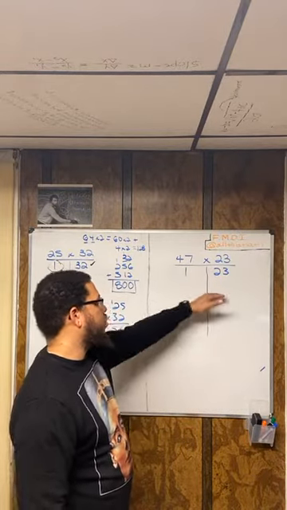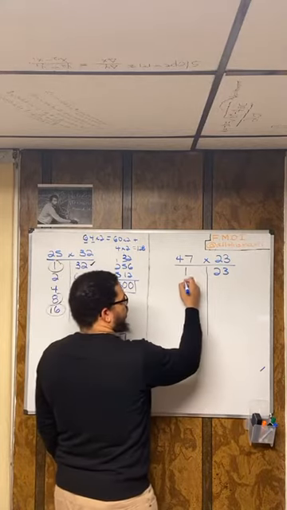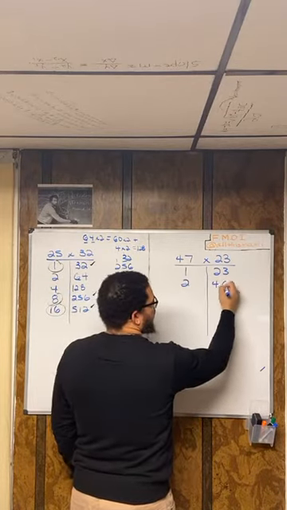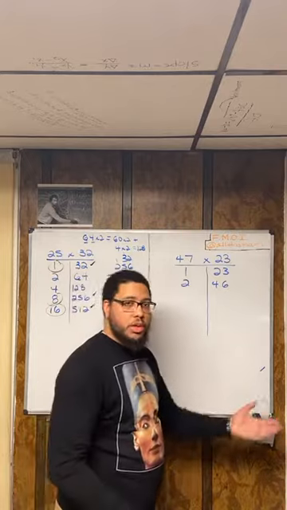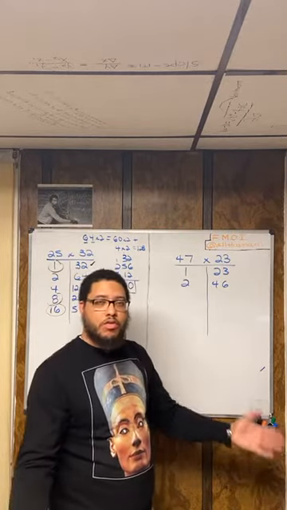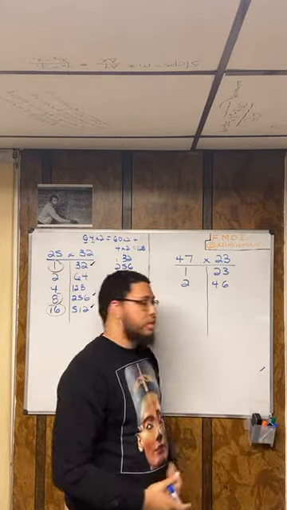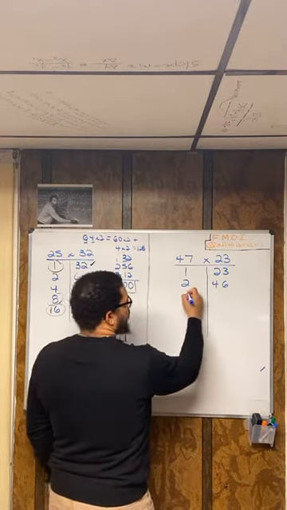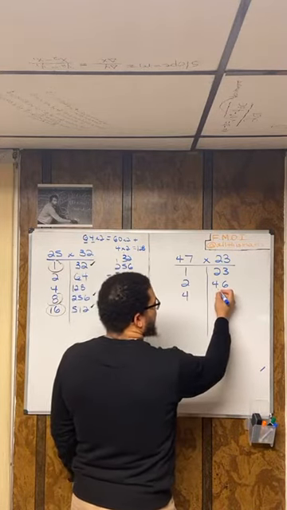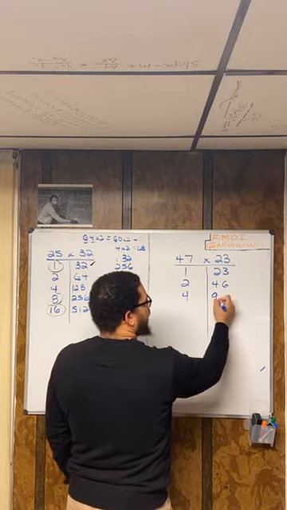Boom, boom, boom, boom, boom, boom. So you double 1 and you get 2. You double 23, you get 46. Because 20 times 2 is 40. 3 times 2 is 6. 40 plus 6 is 46. That's all we're doing. Double the 2, you get 4. Double the 46, you get 92.